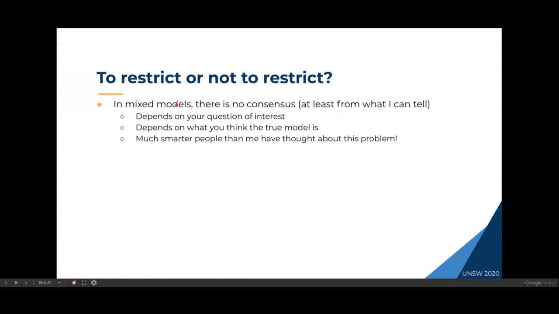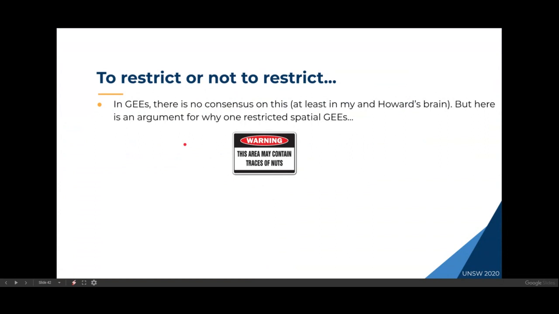Now, in the mixed model world, at least from what I can tell, there's no consensus on this. It depends on your question of interest, and it depends on what you think the true model is, and much smarter people than me have thought about this problem. In the context of GEs, there's also no consensus on this, at least in my brain. What I will do, however, is over the next couple of slides, give one possible reasoning as to why you maybe want to use the restricted spatial GE. It's not a definitive argument, it's not conclusive, it's just one possible reason, and this is where things can get a little bit controversial.